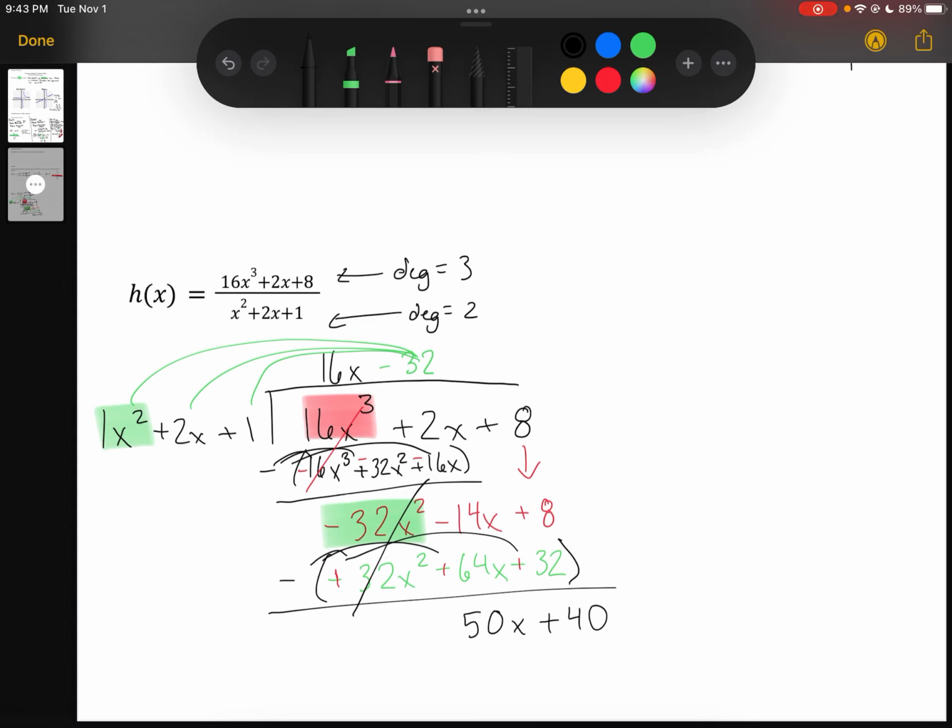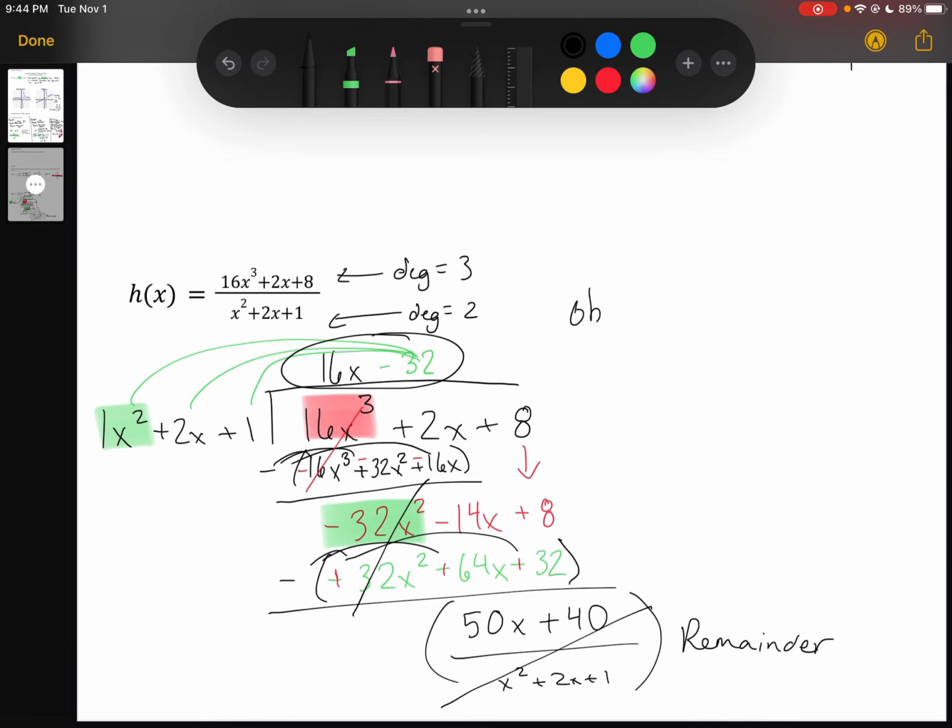The nice thing is that in this case, x squared does not go into 50x because the x term is bigger. We don't have to worry about our remainders, just like before with synthetic division. So typically we would put this 50x plus 40 over our x squared plus 2x plus 1, and that would be our remainder. But again, not focusing on these remainders for today. We are just looking at our answer.